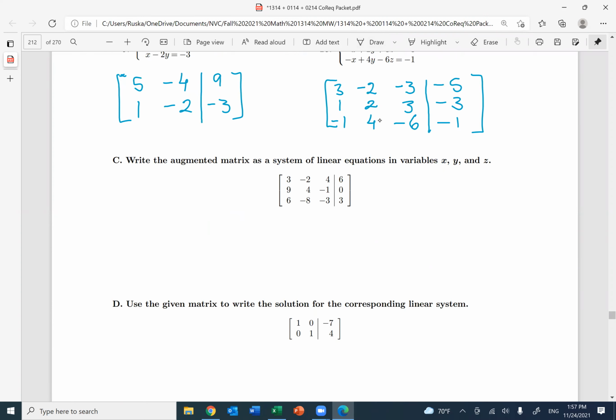Now for the next one, we have to write the system of linear equations, and you're going to use the variables X, Y, and Z. They give me the augmented matrix, so you have to work it backwards. These are the numbers in front of X, in front of Y, in front of Z, and then the equals on the other side. So this is how it's going to look.